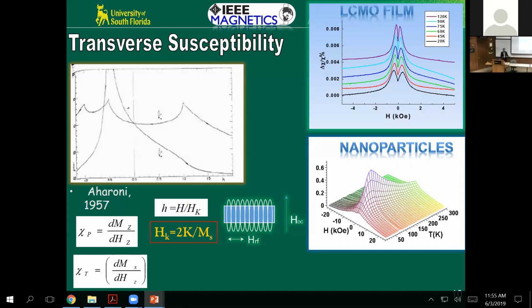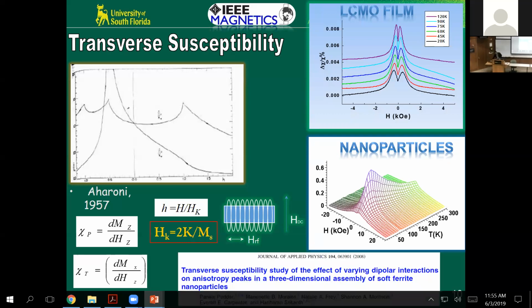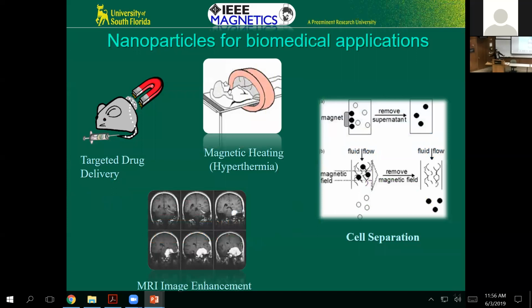Now let's switch gears and ask the question, how do we apply this to biomedical applications of the nanoparticles themselves, okay? If you want to think about magnetic nanoparticles that are currently being researched and used in biomedical applications, there are many areas that come to mind. Let's start with this one right here. These are some cartoons that show typical areas in nanomedicine where particles are being applied.